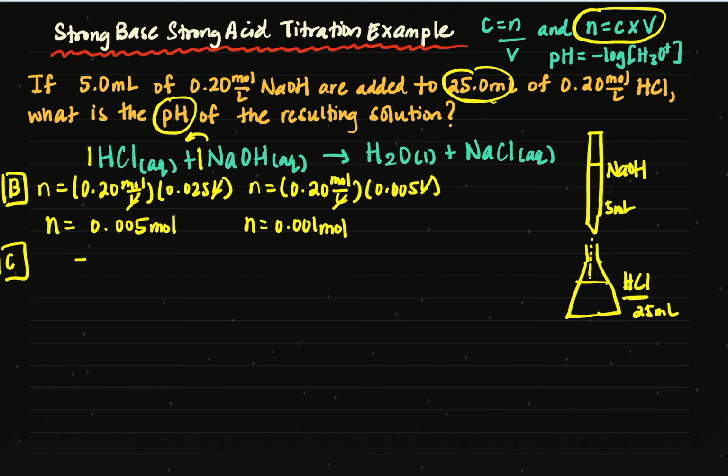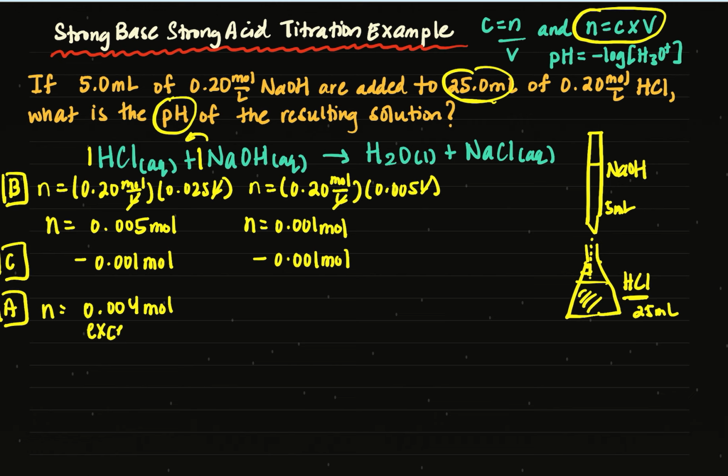As a result, all of it will get consumed by the acid. So I'm going to say minus 0.001 to show that the acid consumes all of the base. And I'll show that again here under the NaOH, showing that all of it gets consumed. So after this titration occurs and these things mix into the flask, I'm going to have an excess amount of 0.004 moles of acid or HCl.